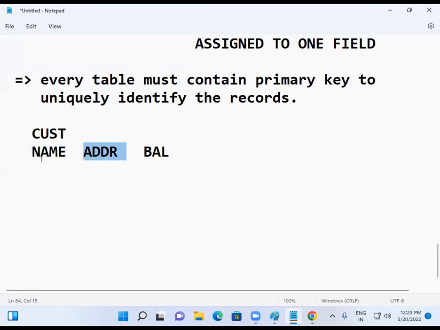That is the reason every bank introduced one thing. What is that called? Account number. What for? To uniquely identify the customers. One account number is given to one customer. The same account number is not given to another customer. So using this account number, they can uniquely identify the customers.